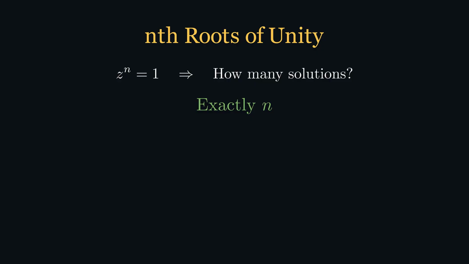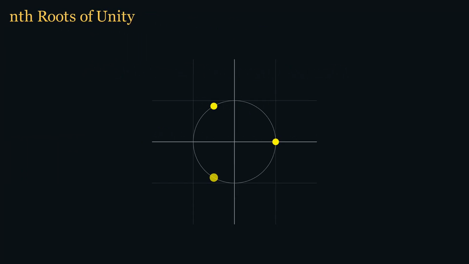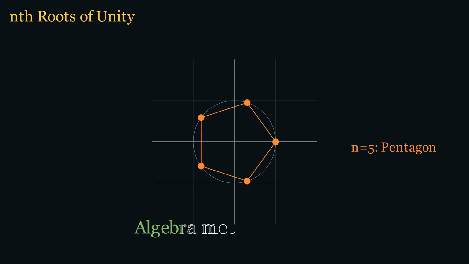The nth roots of 1 are particularly elegant, and I want you to visualize them. They're the n complex numbers e to the 2 pi i k over n, for k equals 0 to n minus 1. These are equally spaced points on the unit circle, forming a regular n-gon. The cube roots of 1 form an equilateral triangle. The fourth roots form a square. The fifth roots form a regular pentagon. Algebra meets geometry.